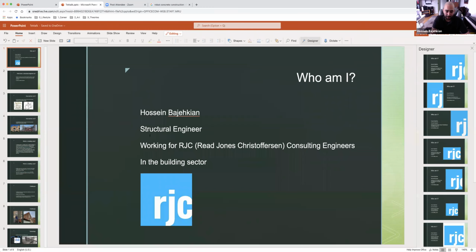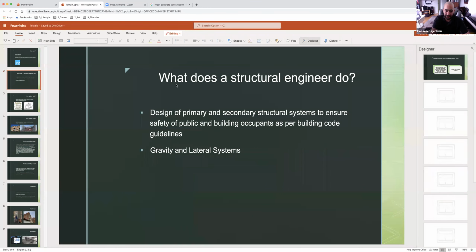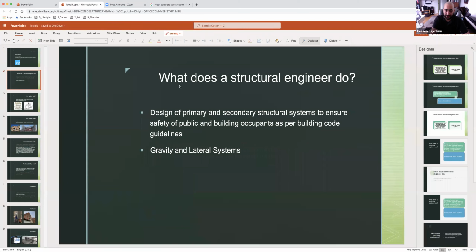And with that, I will just start by saying, what does a structural engineer do? I used to get this question a lot when I was in my 20s. You would go to a party and nobody knows what a structural engineer does or who they are. And all I would say is we just make sure the building doesn't fall. Like that would be my answer. But if I was going to put that in more formal terms, I would say that we design the primary and secondary structural systems to ensure safety of public and building occupants as per building code guidelines.